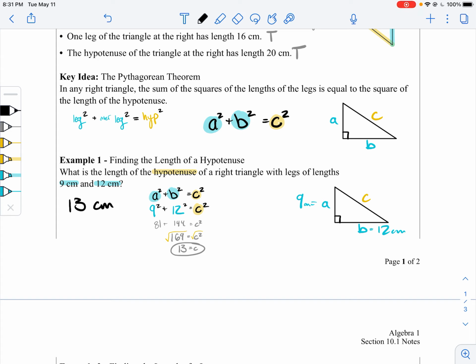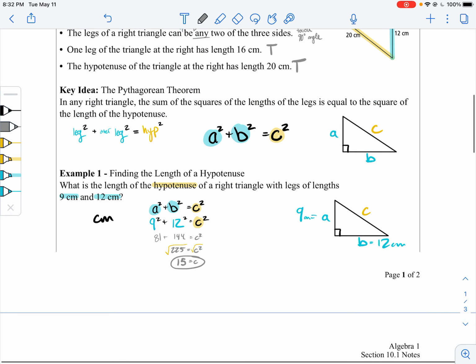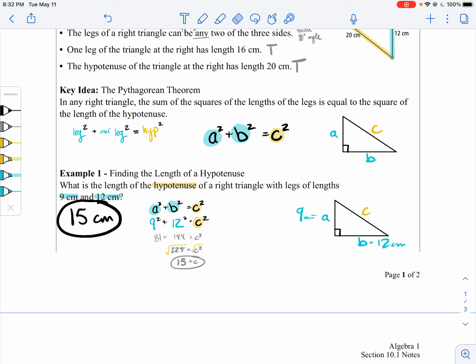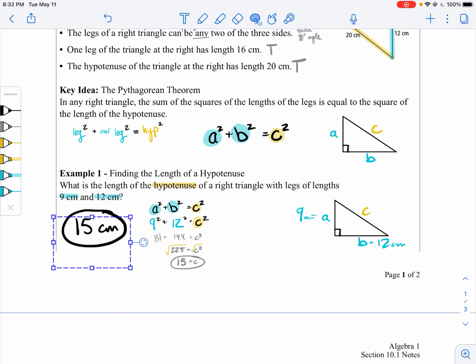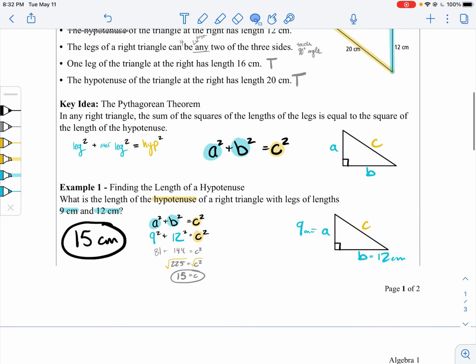That's wrong. I lied. I can't add. Just kidding. It's 225. 15 centimeters. There you go. I was looking at example 2, where we use 13.